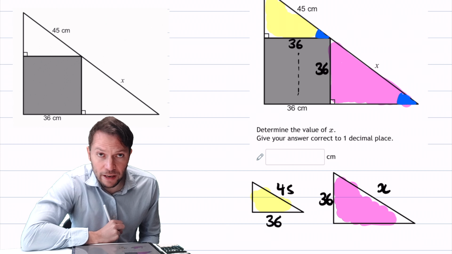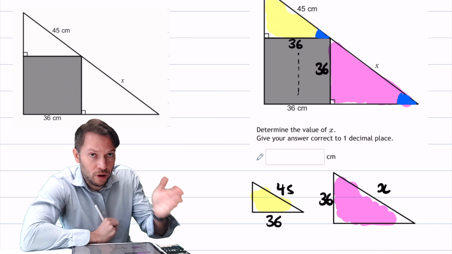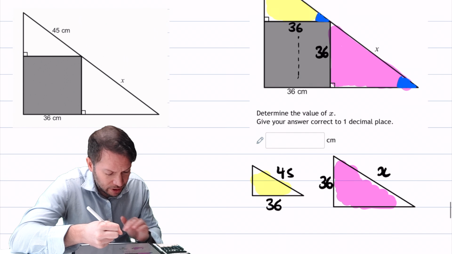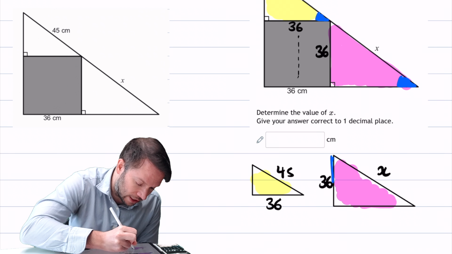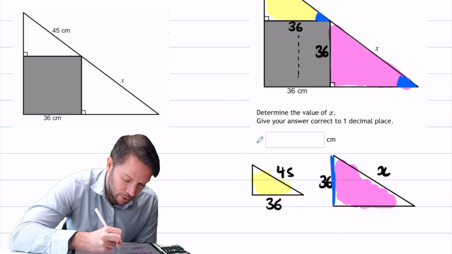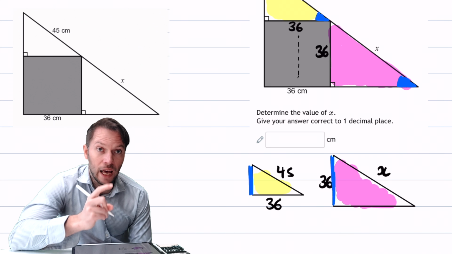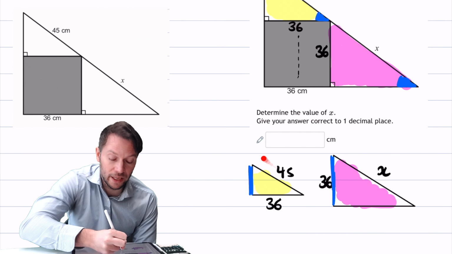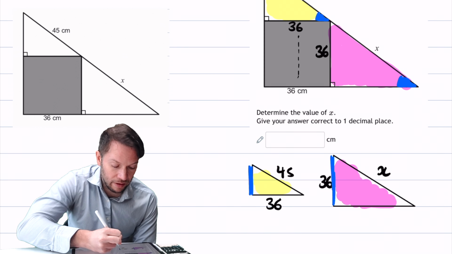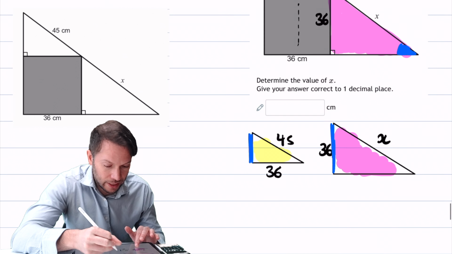Now, we need to find the scale factor of length, but we need to find two comparable sides. But the trouble is we don't have comparable sides. For example, we know this height of the purple triangle, but we don't know the height of this one. But if we use Pythagoras' theorem on this triangle here, we could find that blue length and therefore work out the scale factor. Now, how do we do that?